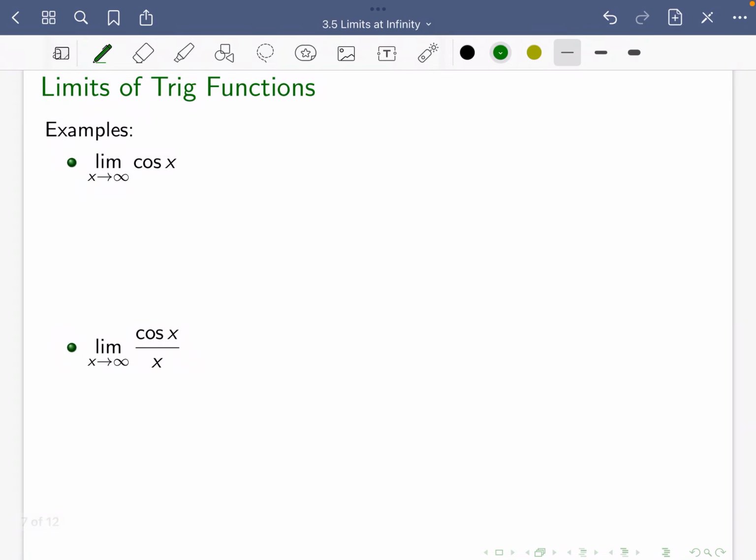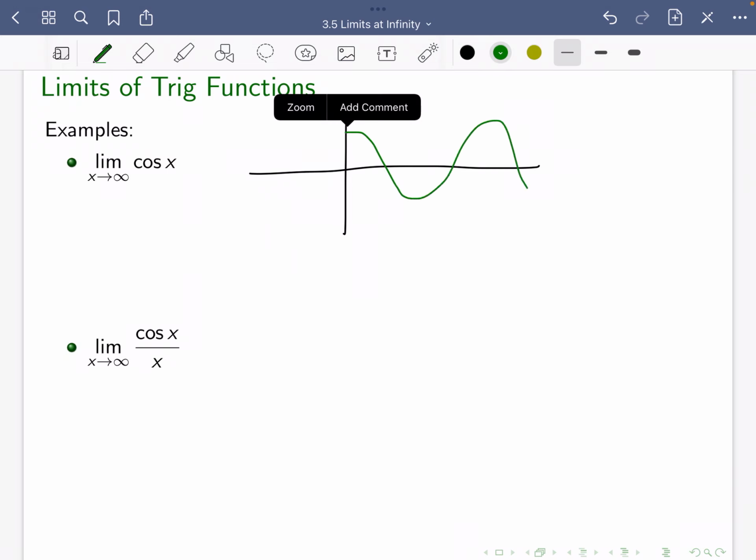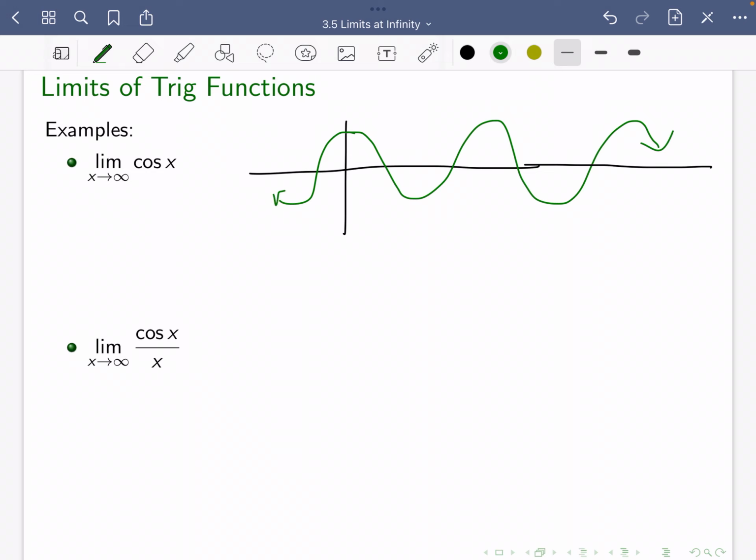In this video, we're going to take a look at some limits at infinity of trigonometric functions. So here, if we were to look at the limit as x approaches infinity of cosine of x, remember our cosine graph looks like this. We want to know what value this is heading towards as our x value heads towards infinity. So what value is this settling down on?